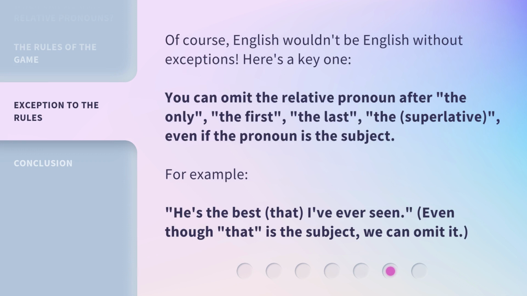Of course, English wouldn't be English without exceptions. Here's a key one. You can omit the relative pronoun after the only, the first, the last, the superlative, even if the pronoun is the subject. For example, he's the best that I've ever seen. Even though that is the subject, we can omit it.